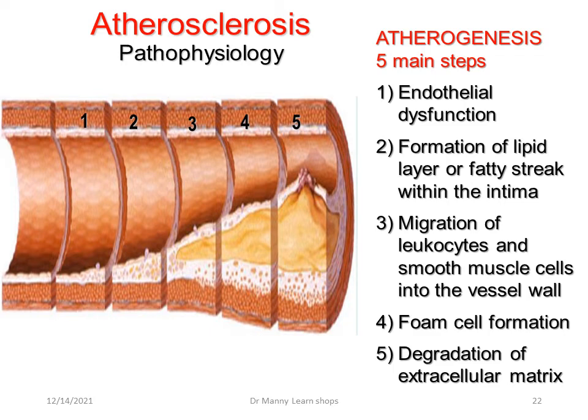And if it does that, then the body says this is incorrect, this shouldn't be happening. There'll be a migration of leukocytes and smooth muscle cells into the vessel wall. And this causes an inflammatory reaction to occur. As a consequence, foam cells develop, and eventually there's degradation of the extracellular matrix, which basically means it ruptures. And if the fatty fibrous material comes in contact with platelets, it activates the clotting cascade, and you may get a thrombus, which is potentially obstructive within the artery.